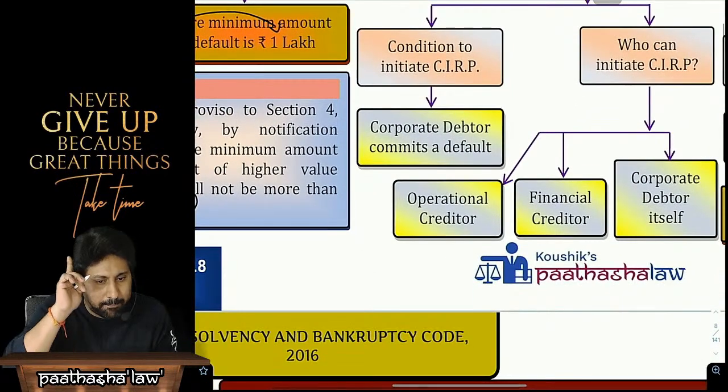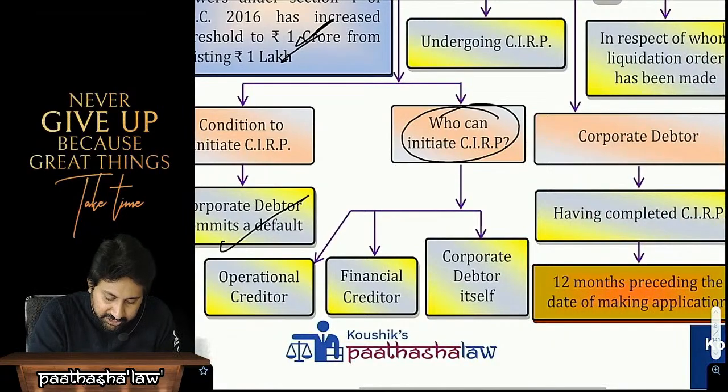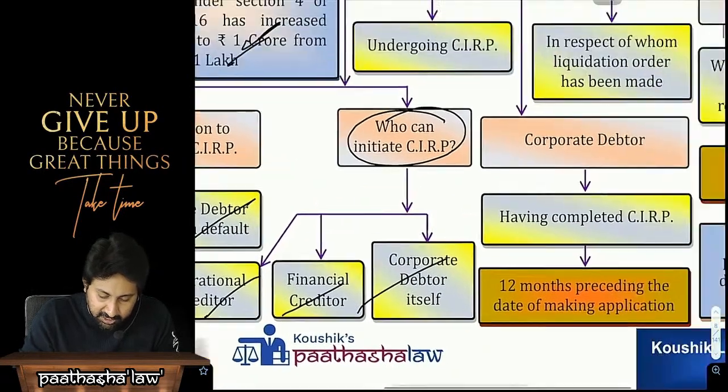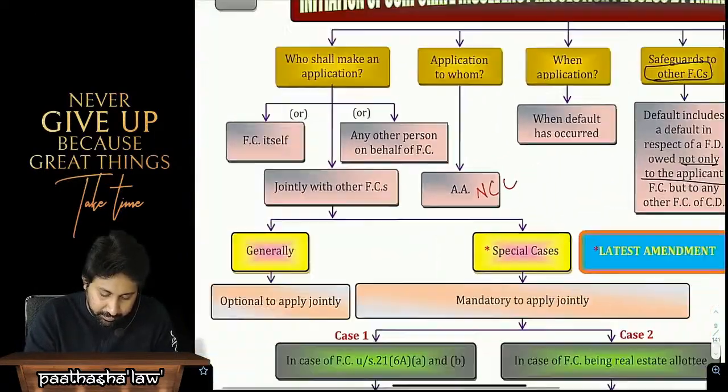Next, persons who can initiate the CIRP. First, what is the precondition to start CIRP? Default should be committed. Who can initiate CIRP? Operational creditor, financial creditor, and the corporate debtor itself. Section 11 we will discuss later.